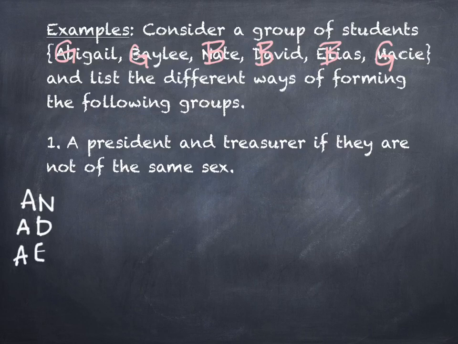Elias. So these are the three ways that Abigail can be president, but I can also reverse every single one of these because she could have also been the treasurer. And that would be a completely different listing. Does that make sense? Her role would be different, and the boys that she's paired up with, their roles would be different. So these are my first three. My second three would be the same ones, but switched.